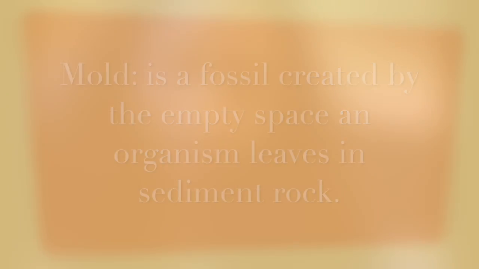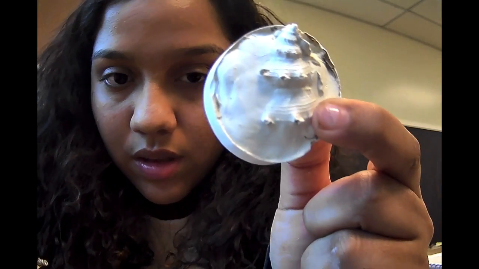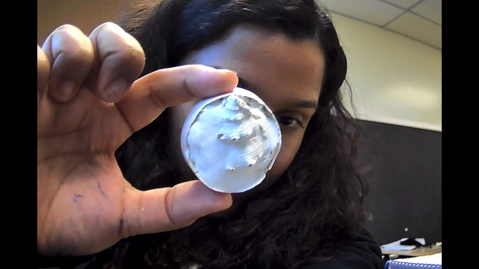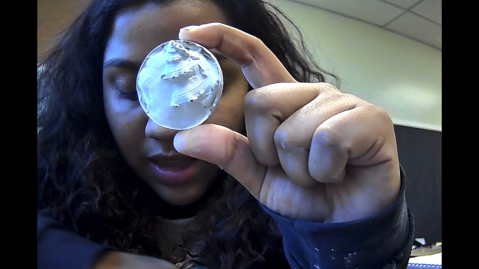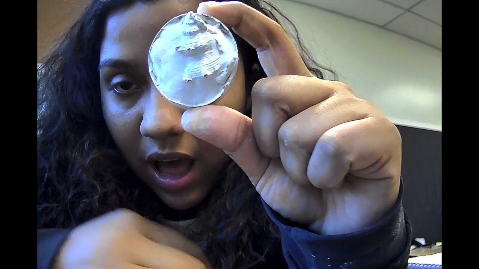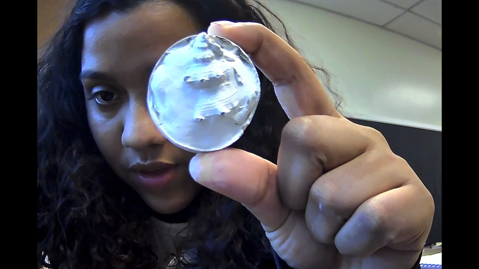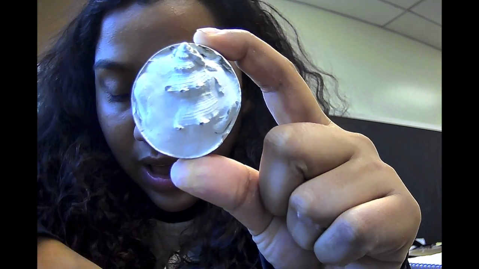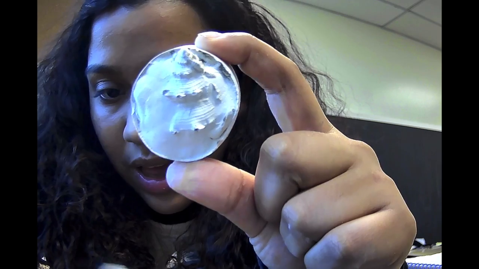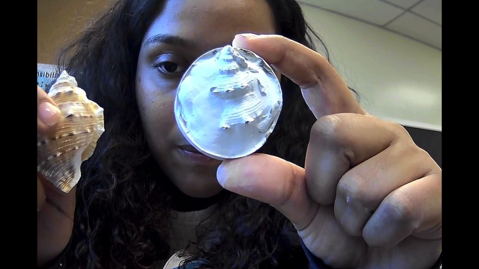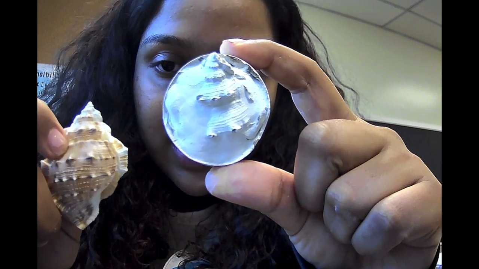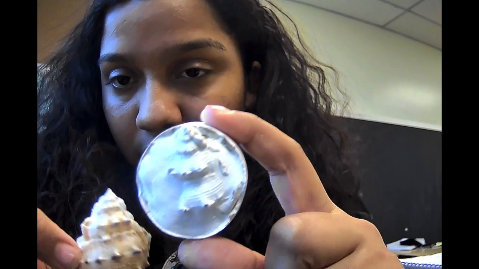imprinted on sediment rock. Now let's look at the cast that was created by the layer that was added on top. This is the cast of organism 3. We see that when we added this layer on top of the clay, it filled the empty spots on the mold and created an outline that looks very similar to the pointy parts and lines of shell number 4.